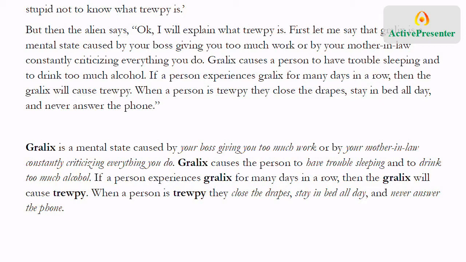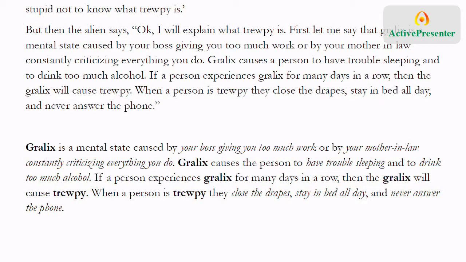So Graylix is a mental state caused by your boss giving you too much work or by your mother-in-law constantly criticizing everything you do. Graylix causes the person to have trouble sleeping and to drink too much alcohol. If a person experiences Graylix for many days in a row, then the Graylix will cause troopy. When a person is troopy, they close the drapes, stay in bed all day, and never answer the phone.